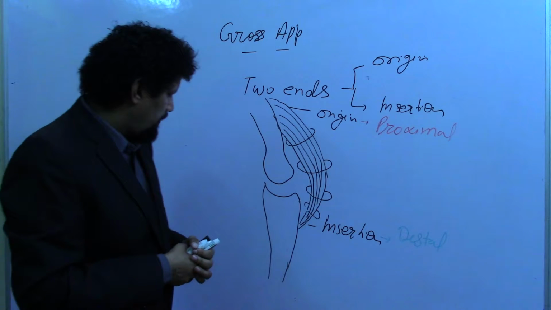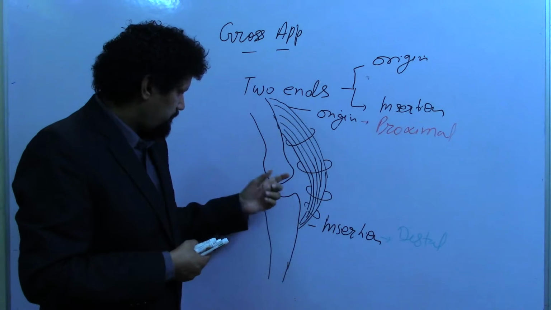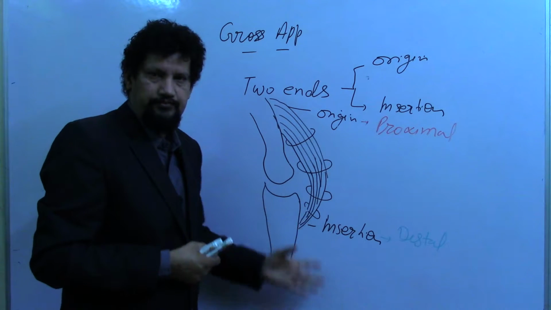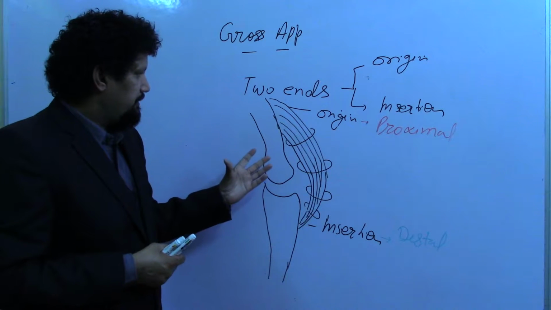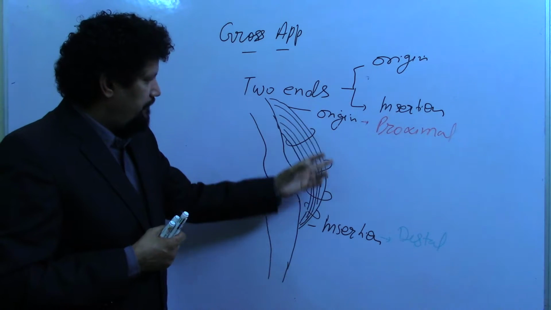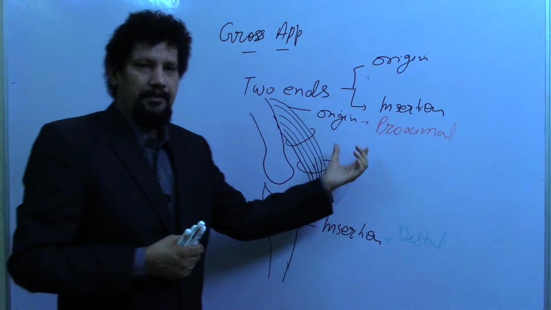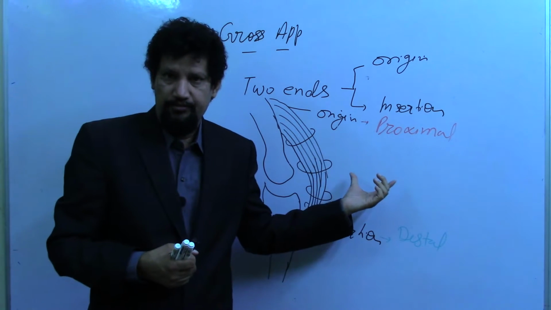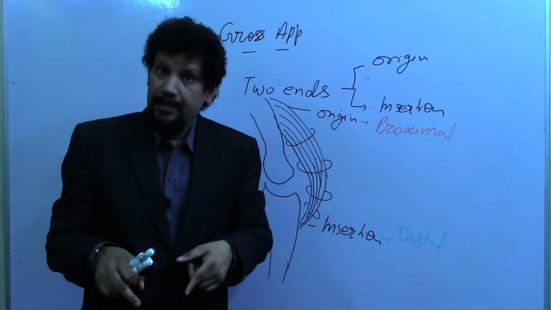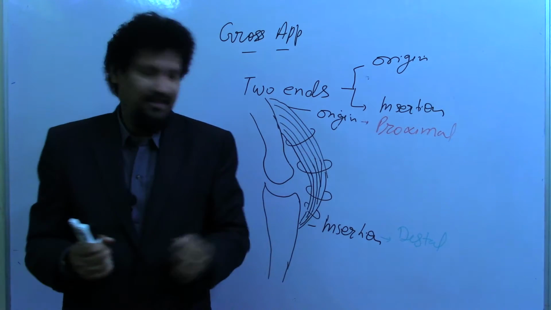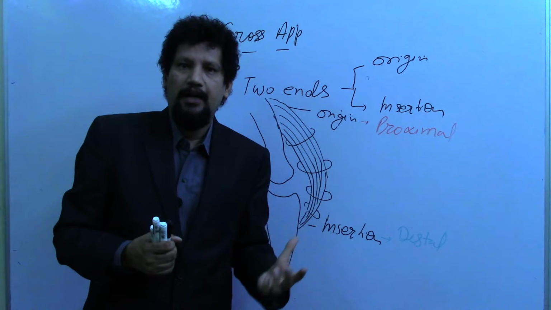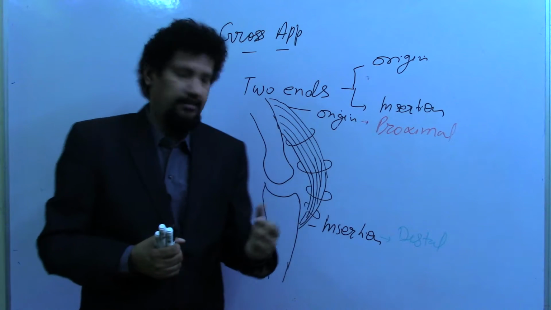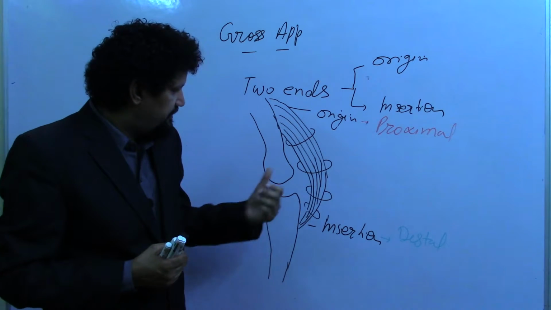The joint is spanned by the muscle, but it is not always true. This proximal part, which many times is stable or stationary during movement, may become movable, and the distal part, which is comparatively more movable, may become stationary or fixed by some different movements in the same joint.